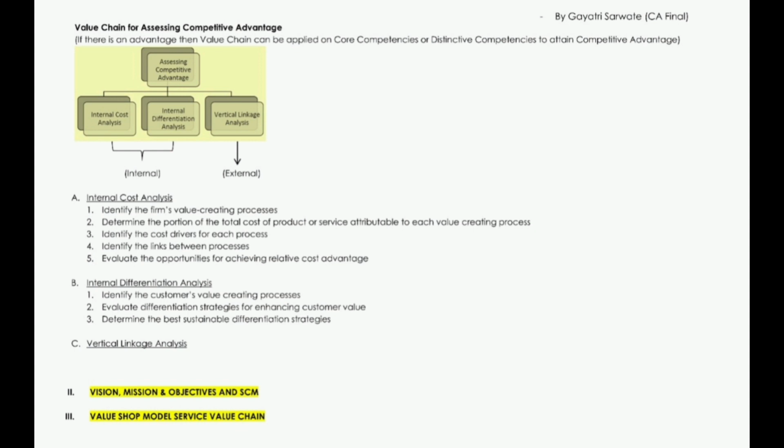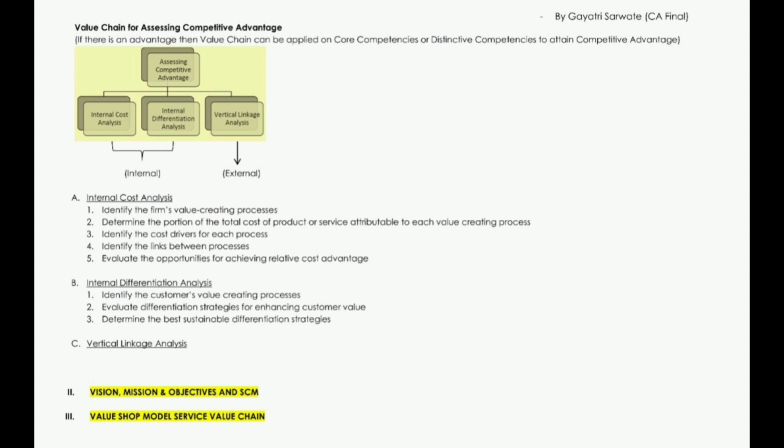Now the third part is vertical linkage analysis. Now this is interesting. हम जब अपने cost analysis, internal cost analysis की बात कर रहे थे, we talked about the internal link between two processes. Now there is obviously an internal link between two processes within a firm, in the value chain of the firm, but there is also a linkage between the firm's value chain and that of a supplier or a user.